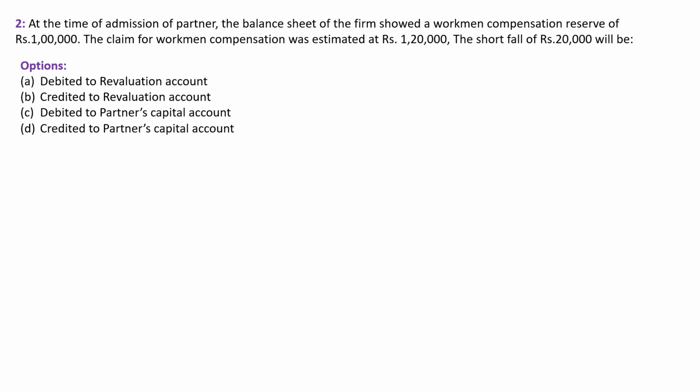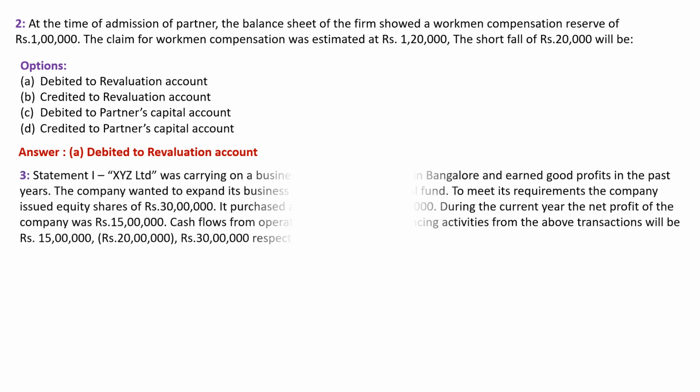Option A, debited to revaluation account. B, credited to revaluation account. C, debited to partner's capital account. And D, credited to partner's capital account. So the answer is very clear. It's A, debited to revaluation account.